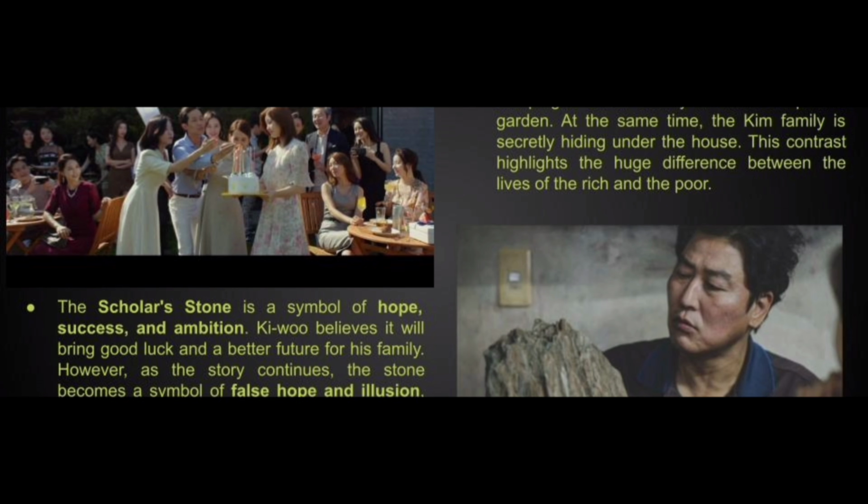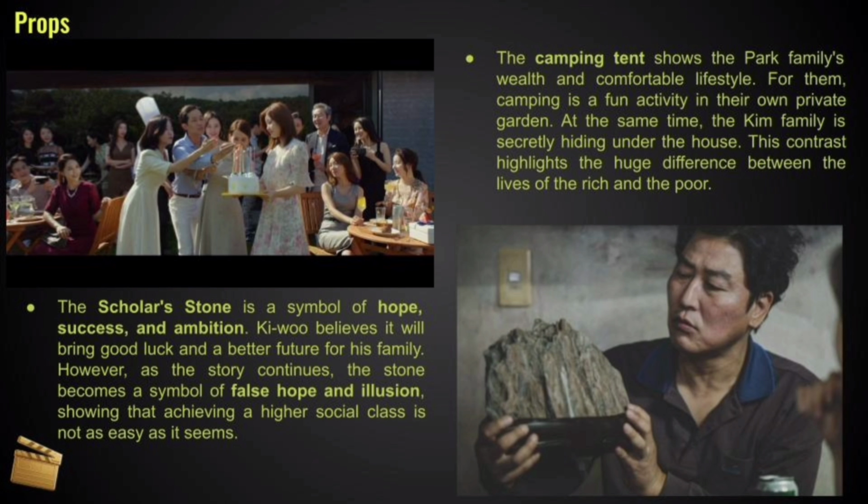Let's look at props, which are more than just objects. In Parasite, they also carry important meaning. The first example is a camping tent. For the Park family, it is a fun activity in their private garden, showing their wealth and comfortable lifestyle. At the same time, the Kim family is hiding under the house, which highlights the huge gap between the rich and the poor. Another important prop is the scholar stone. Ki-woo believes it will bring good luck and success, but as the story moves forward, it becomes a symbol of false hope, showing that moving to a higher social class is not as easy as he imagined.